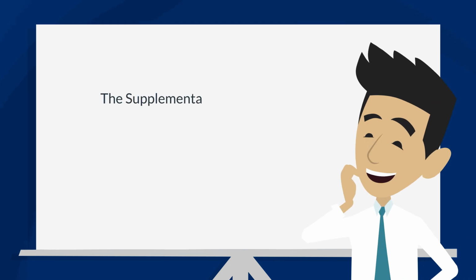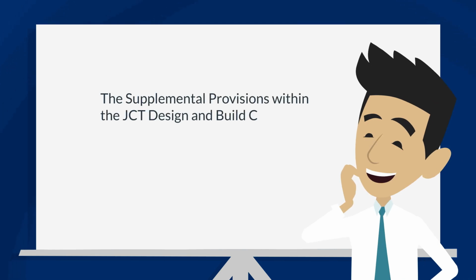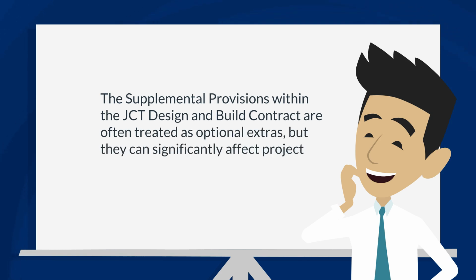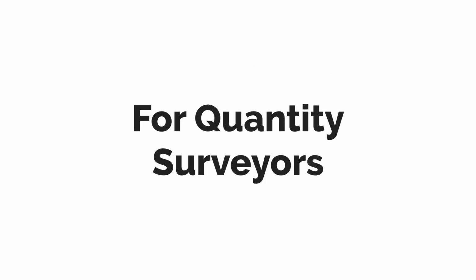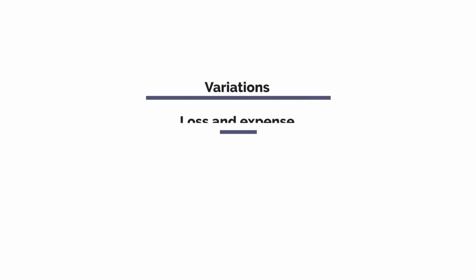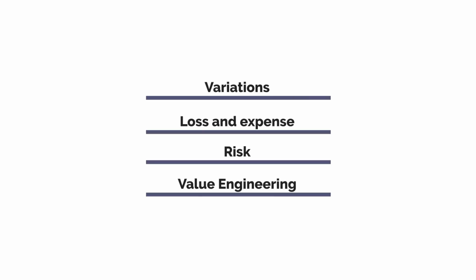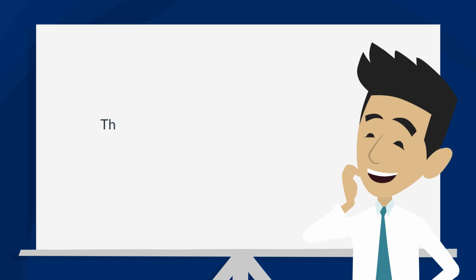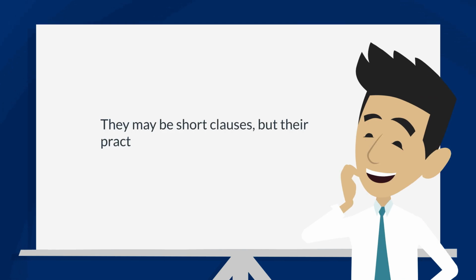The supplemental provisions within a JCT design and build contract are often treated as optional extras, but they can significantly affect project behaviour, commercial management, and risk allocation. For quantity surveyors, understanding these provisions is essential for managing variations, loss and expense, risk, value engineering, and contractor performance. They may be short clauses, but their practical impact on a live project can be substantial.